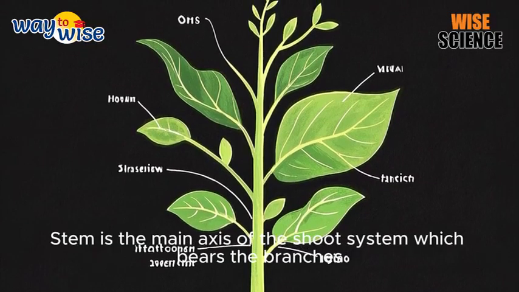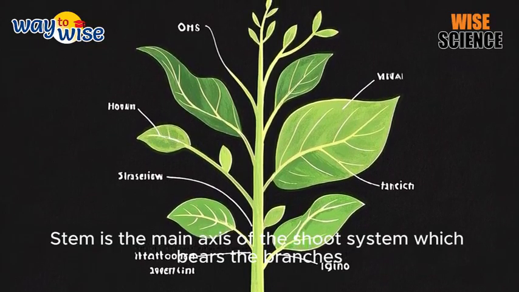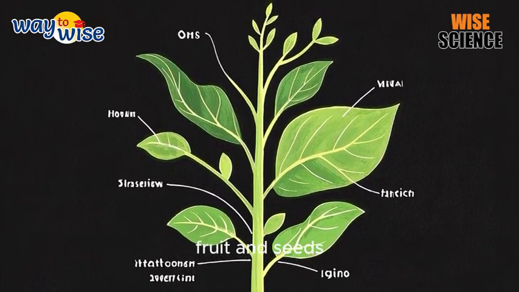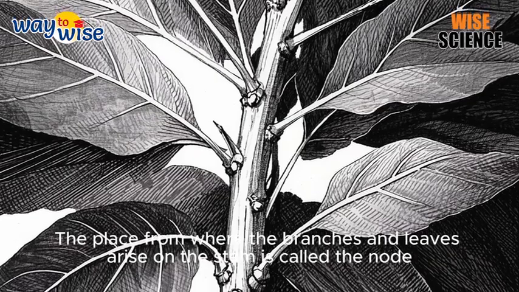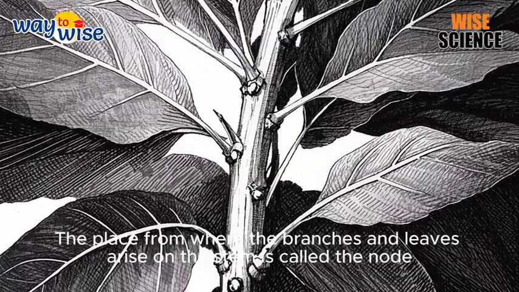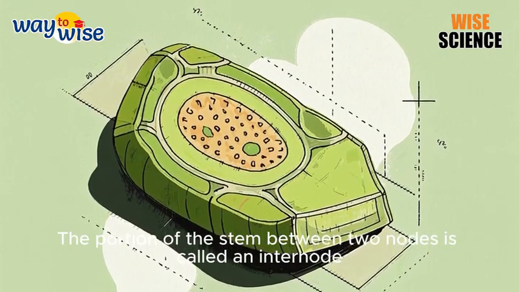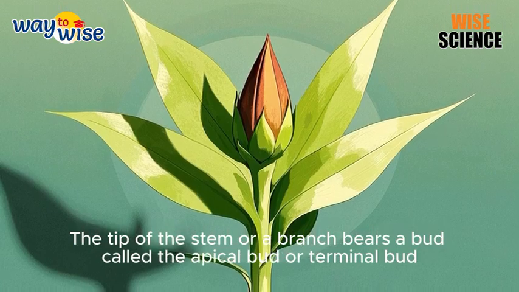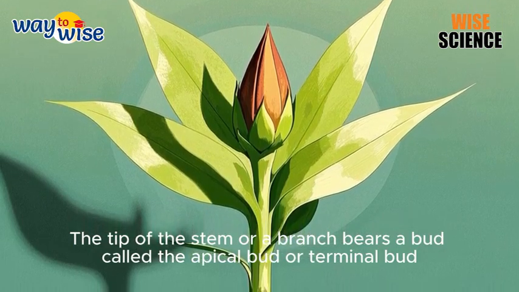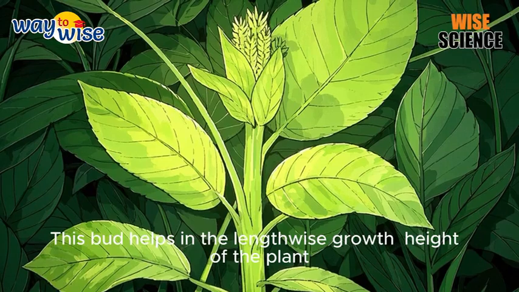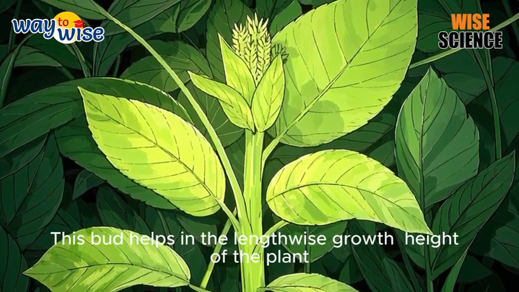Stem is the main axis of the shoot system which bears the branches, leaves, flowers, buds, fruit, and seeds. The place from where the branches and leaves arise on the stem is called the node. The portion of the stem between two nodes is called an internode. The tip of the stem or a branch bears a bud called the apical bud or terminal bud. This bud helps in the lengthwise growth, the height, of the plant.